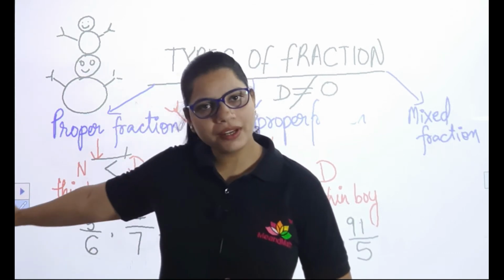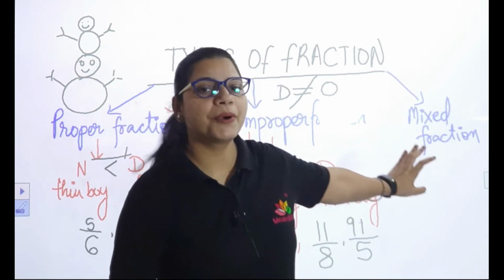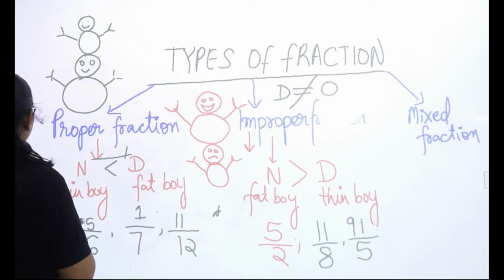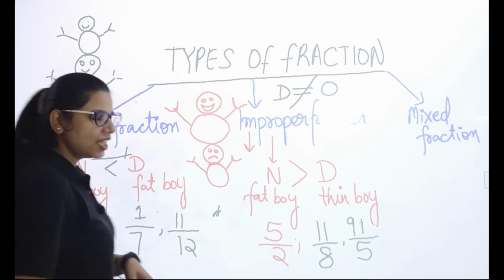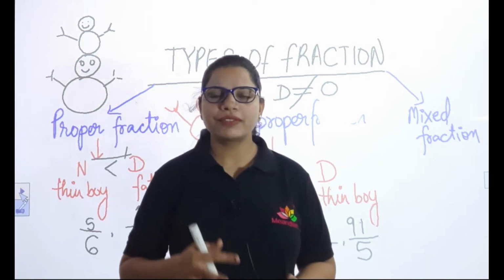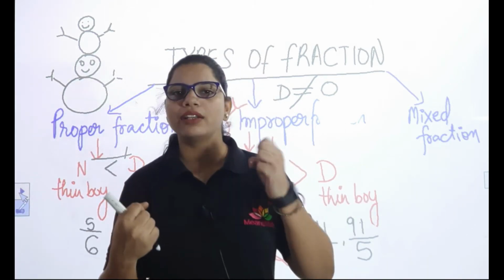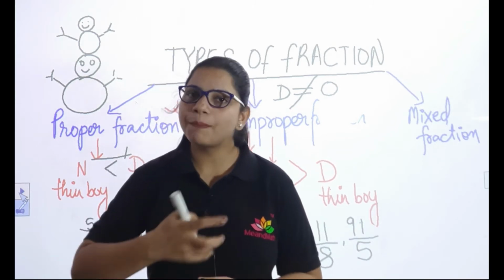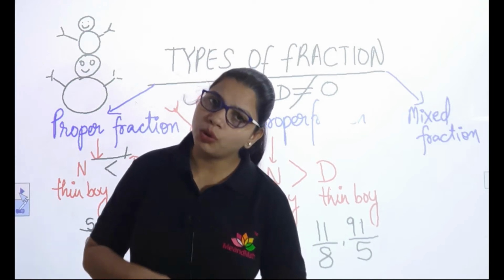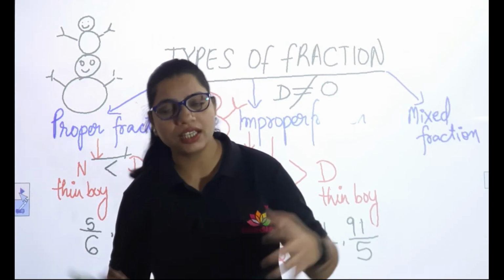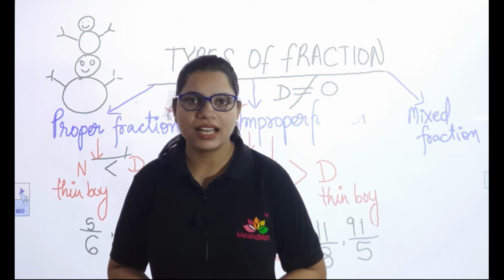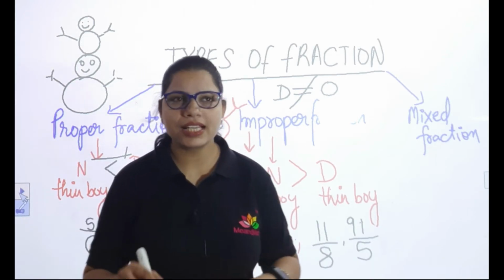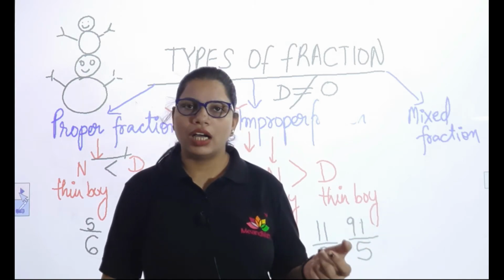Got it? Proper, improper. Now let's approach mixed fractions. Now we will see mixed fractions. As the word suggests, a mixed fraction is a mix of whole and fraction. Whole means the complete, right? And a fraction is the part of something. When we write whole and fraction together, that is nothing but a mixed fraction. Let's have a real life example.